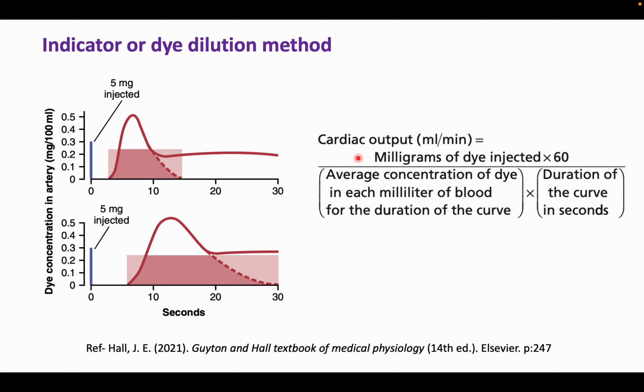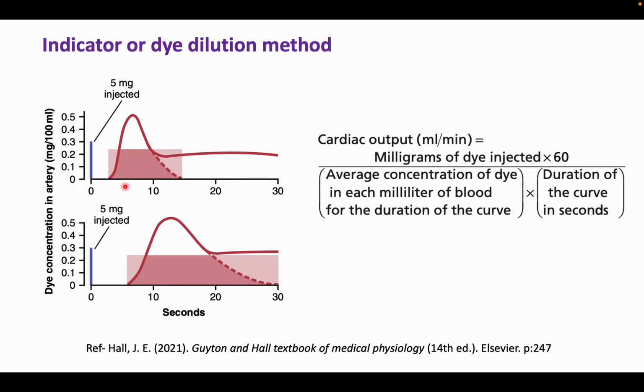Now for the cardiac output measurement, the equation is like this. Cardiac output, which is in ml per minute, is equal to milligrams of dye injected divided by the average concentration of dye in each ml of blood for the duration of the curve. So for that you have to take all the recordings. Here we take 4 or 5 recordings and make a curve, and we take the area under the curve as an average, and we have to multiply it with the duration of the curve in seconds.